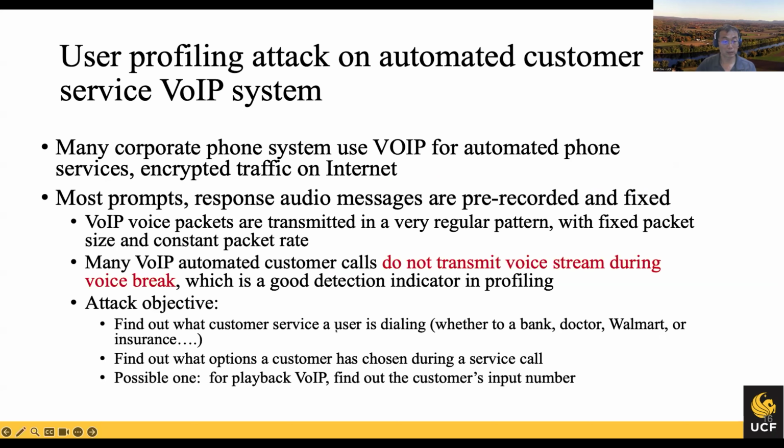Our experiment showed that if an attacker monitors this encrypted voice over IP traffic, they can figure out which company has been called by this user, whether the user called a pharmaceutical company or a Walmart. And we can also figure out what option the customer has chosen. Like when you call Walmart, you have option one to go to pharmacy, option two, tire service, option three, another division. The attacker can figure out what option the user has chosen in that automatic customer service phone call.